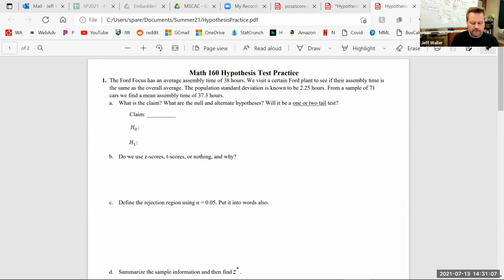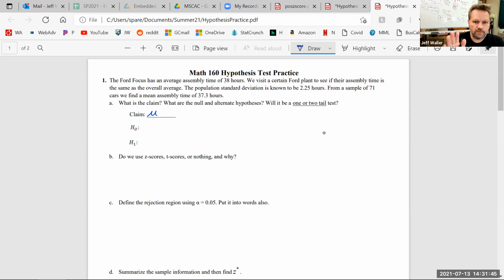So who's got the claim? I said the claim was that the population mean is less than 38. Oh, what did you base that on? I based it on the Ford Focus coming out with 38 hours, and then the sample was 37.3, which was less than 38. When we have a hypothesis, it is before we have done anything.